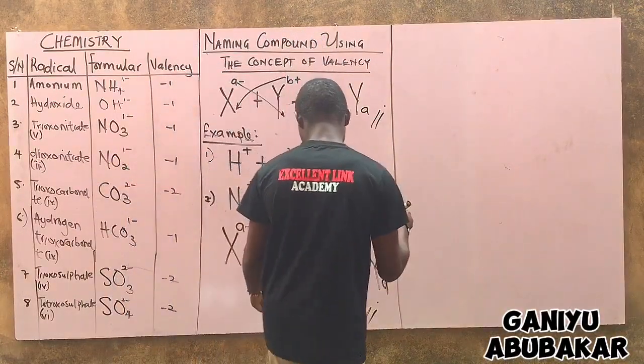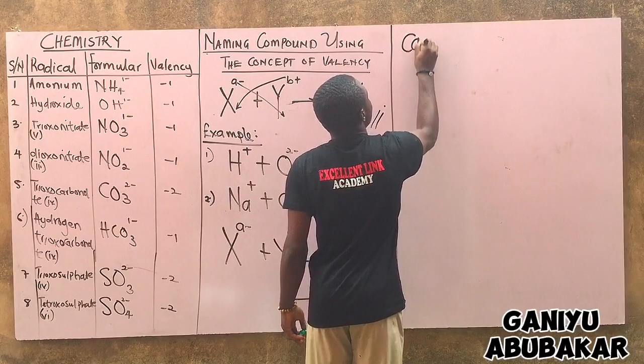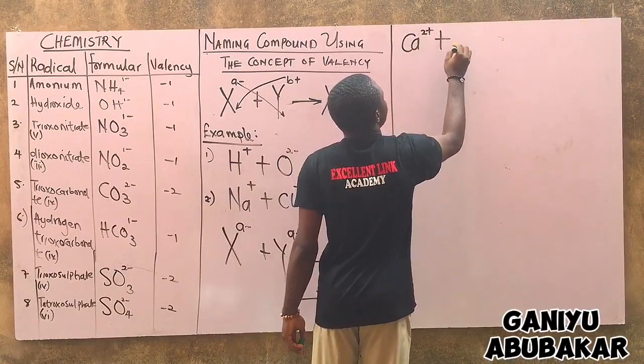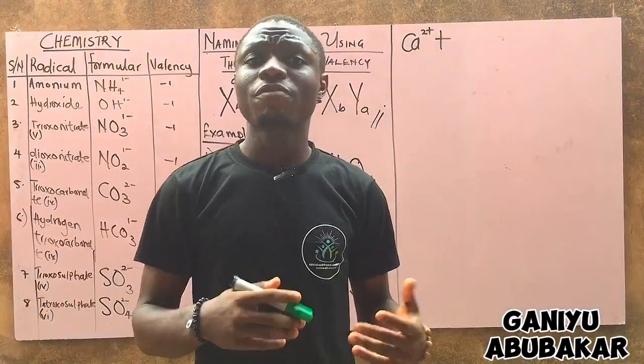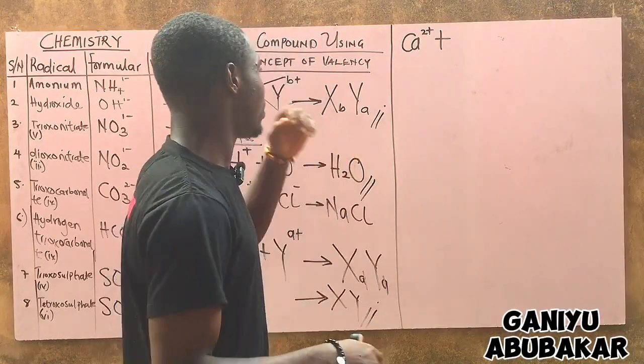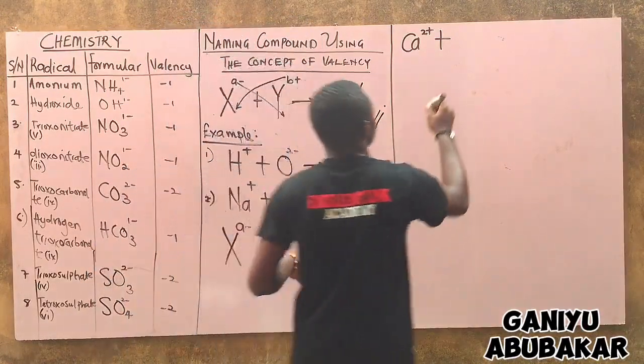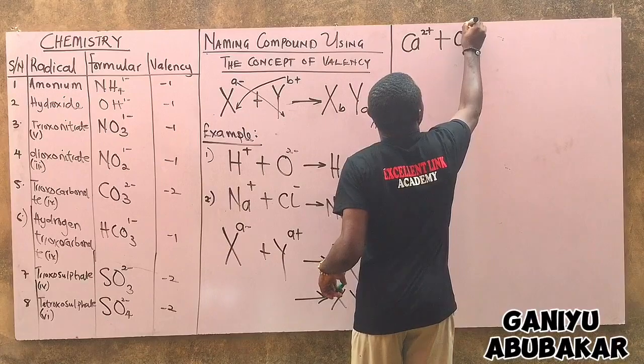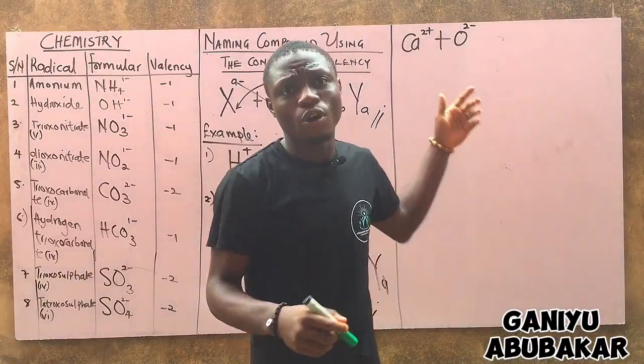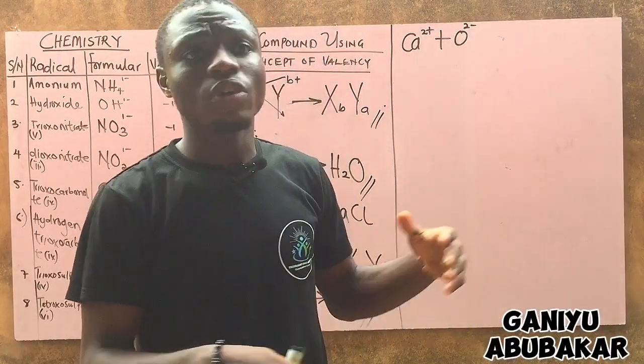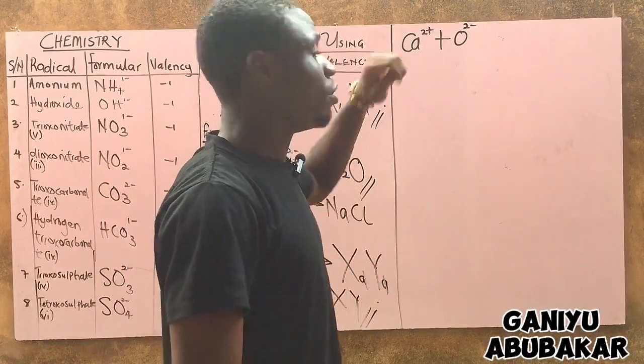An example of this is if I have calcium combining with an element, oxygen, 2 minus, right? These are of opposite charges. So let's try to combine these two.